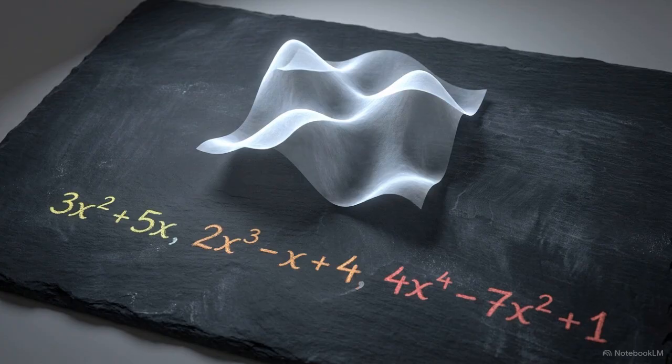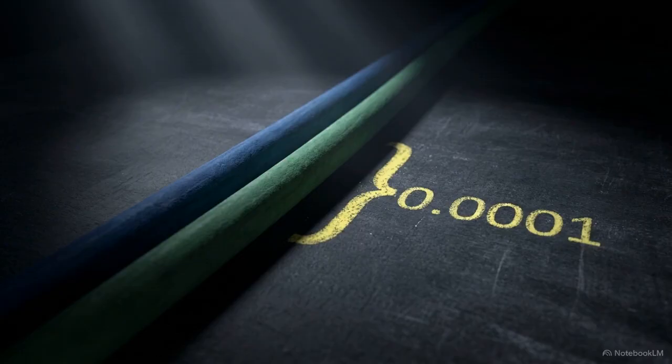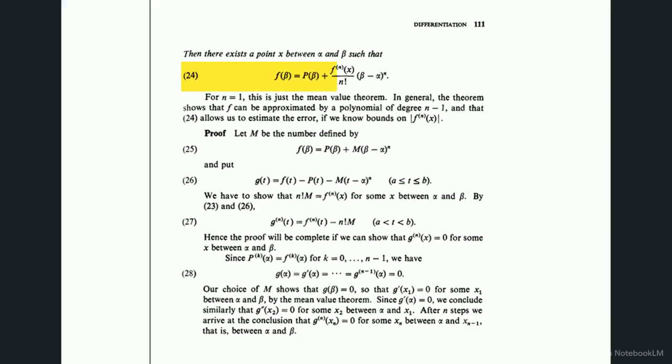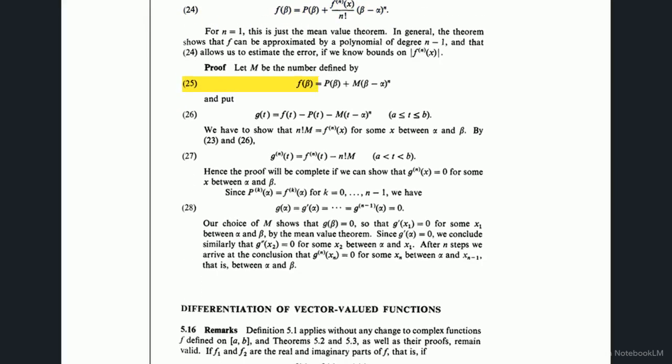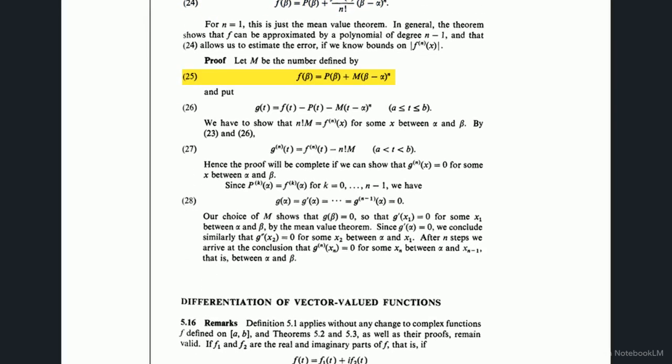Taylor's theorem proves that we can deconstruct infinitely complex transcendental curves into simple, finite polynomials, and we can calculate exactly how large the margin of error will be. In Rudin's proof for Theorem 5.15, the goal is to mathematically isolate that exact error term. In equations 25 and 26, the strategy defines a constant m and constructs an auxiliary function g of t, cleverly designed to evaluate to 0 at boundaries alpha and beta.